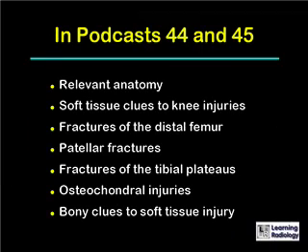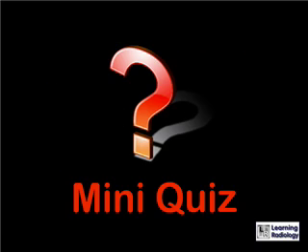In podcasts 44 and 45, we learned some of the relevant anatomy of the knee, soft tissue clues to knee injuries, fractures of the distal femur, patella fractures, fractures of the tibial plateaus, osteochondral injuries, and bony clues to soft tissue injury. Now it's time for your mini quiz. Be ready to pause your MP3 player or computer.